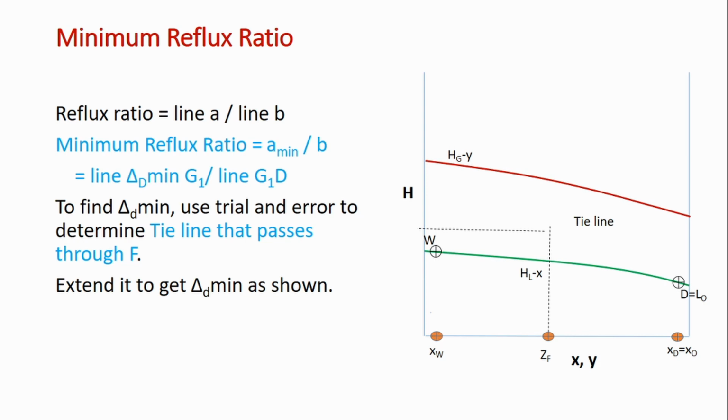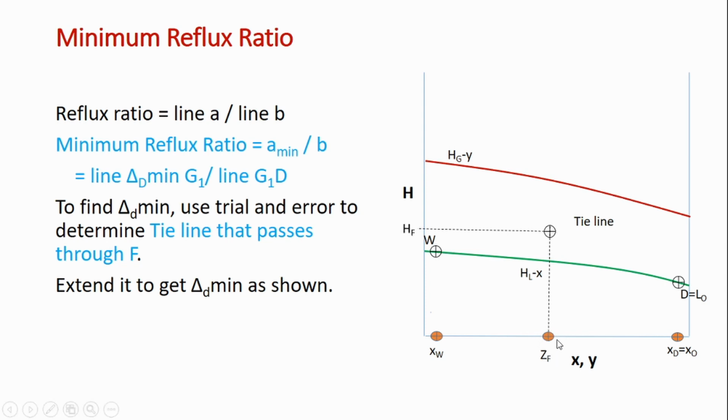Same thing, to get the pinch point here, our operating line should intersect with the equilibrium information. And this equilibrium information in the enthalpy concentration diagram is represented as tie lines. So our tie line should coincide with the feed operating line. That will give us the minimum reflux ratio.